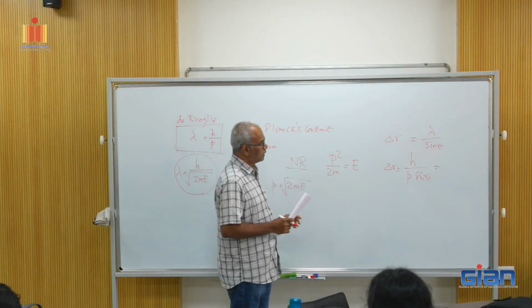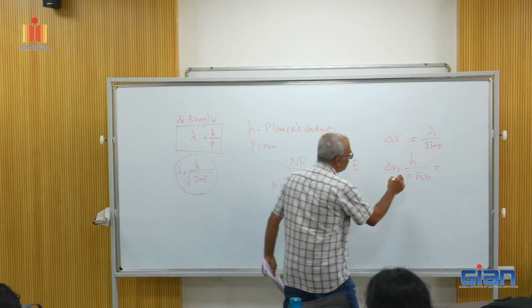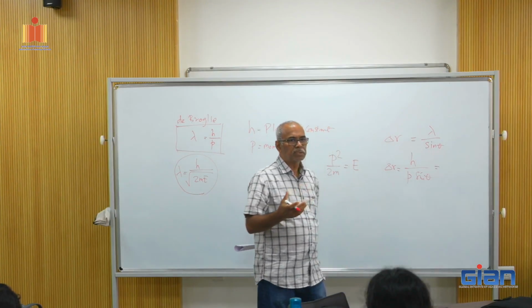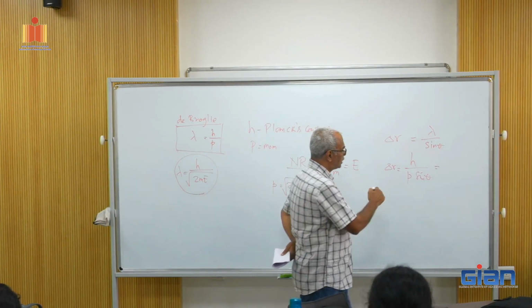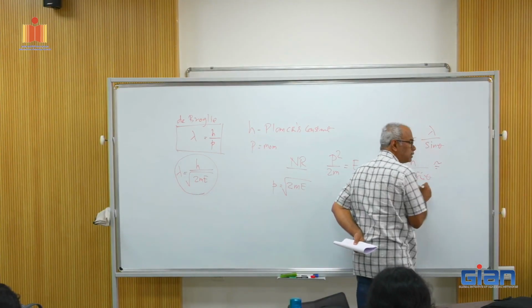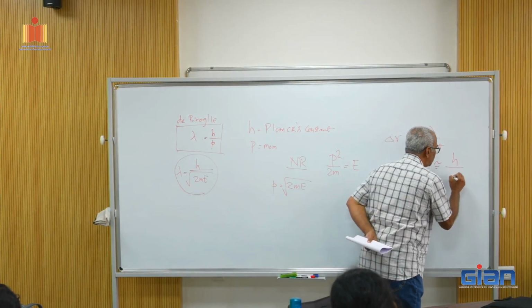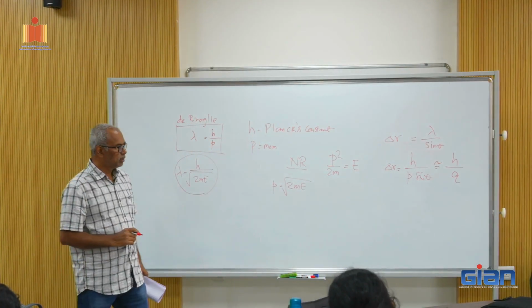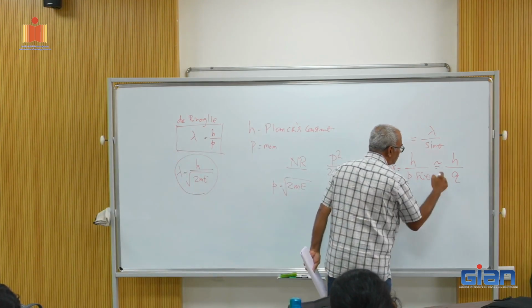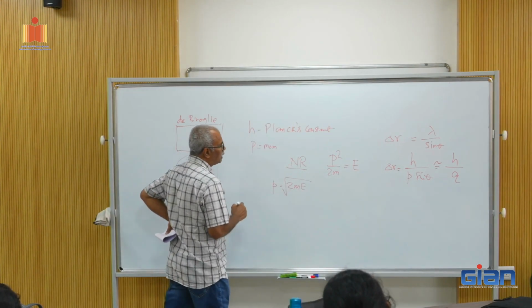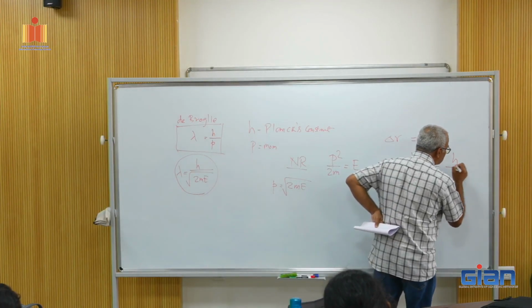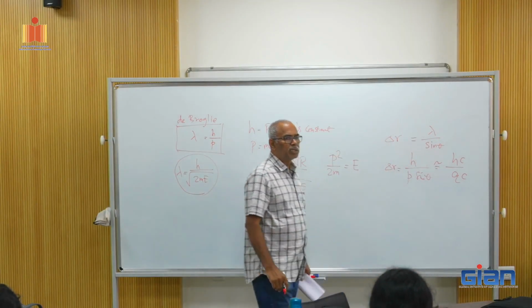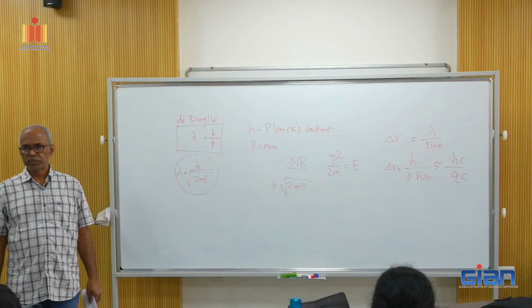Let's see how it does. Now I have written delta r equal to h over p sine theta. Sine theta varies within 0 to 1, right? This is a number, by the way. Let me rewrite this in terms of h by q, where q I call the momentum transfer. So delta r equal to h over q, and let me take one specific example. We will multiply the velocity of light in the numerator and denominator.